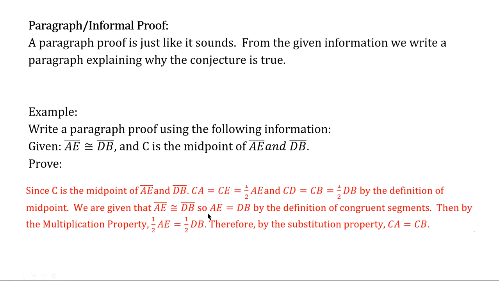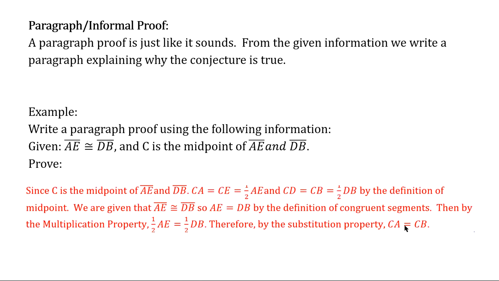We're given that AE is congruent to DB, so then we know the measurement of AE equals DB by definition of congruent segments. So then we know by the multiplication property that 1/2 AE is going to equal 1/2 of DB because they're congruent. So we've gone through and proven that CA equals CB. I know I went through that quickly, but that's what you're looking at. As you're explaining what's happening with the proof, that's what you're writing down as your paragraph proof, plugging in your reasons as you go. So I hope that makes sense.